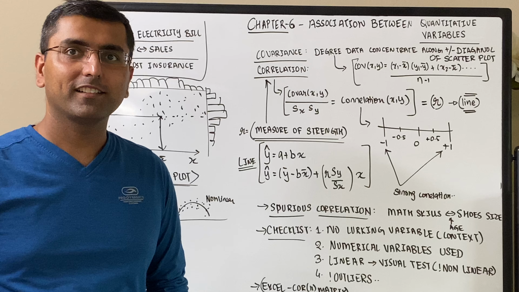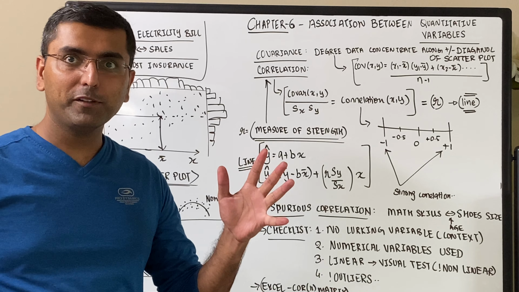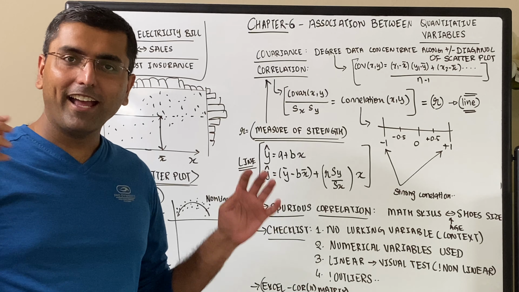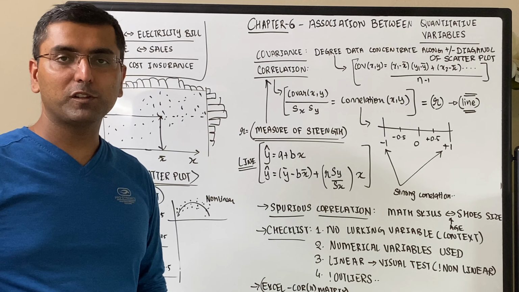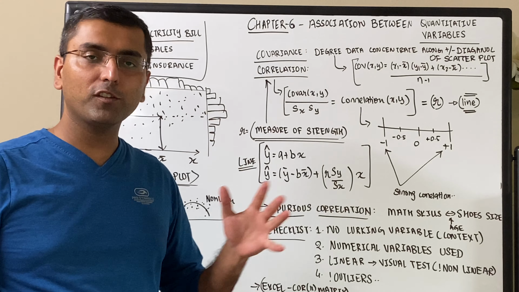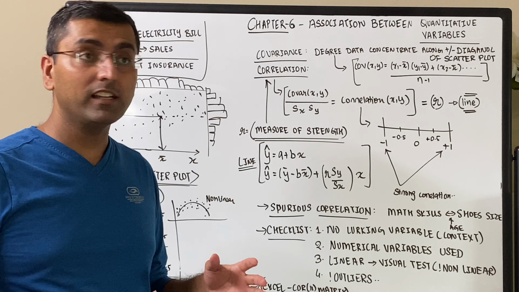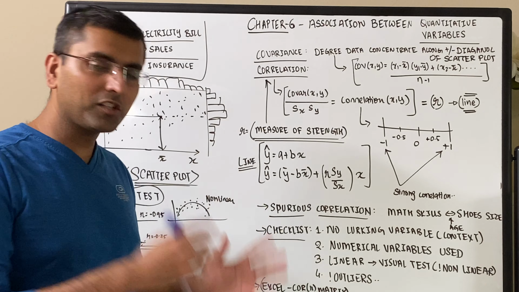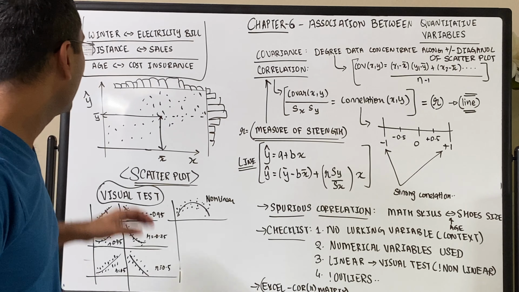Chapter 6, Association between quantitative variables. In the last video, we saw association between categorical variables. As with quantitative variables, we saw summary statistics. There are so many ways in which you can do lots of things with quantitative variables. Similarly, even an association between quantitative variables is much richer. So let's get into it.